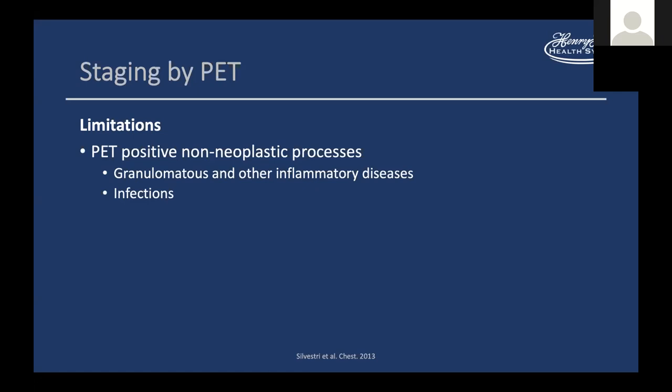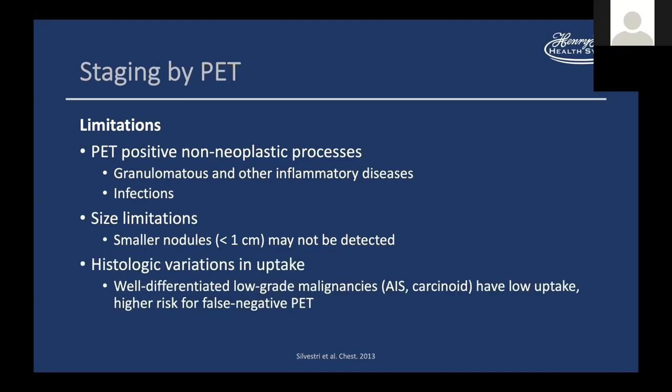So there obviously are things that are PET positive, they're not cancer, that can light up on a PET scan. So granulomatous or other inflammatory disease in the lungs, as well as infections. There was a size limitation to PET scan, so smaller nodules may not be detected on a PET scan that could still be cancerous. And then the histologic variation in uptake. So some slower growing cancers, less aggressive cancers, like in situ or even carcinoids, may not have sufficient uptake on a PET scan to be concerning for malignancy, which then would be a false negative.